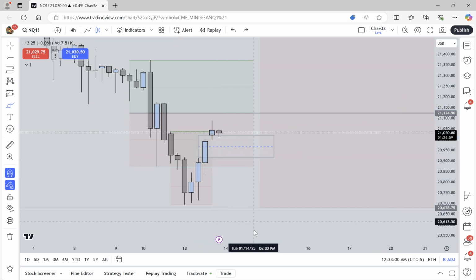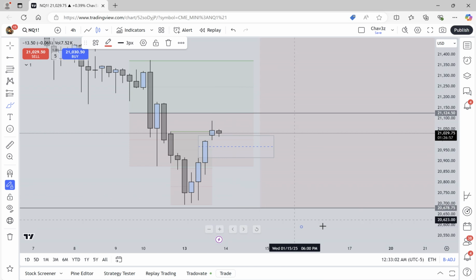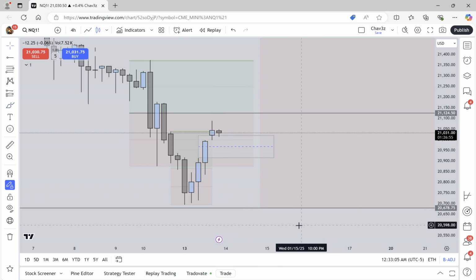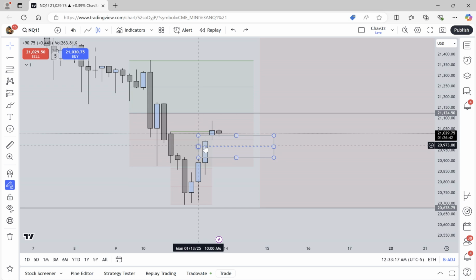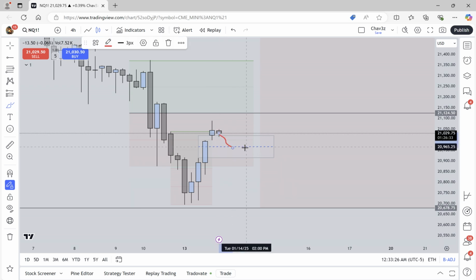So I want to map both imbalances. Oops. I want to map both imbalances as one: the fair value gap, which would be from here to here, and the imbalance, which would be this wick here. So I want to map them both out, which leaves a 50% here to stay bullish. So for now, I want to see price come down, and tap that 50% and go higher.